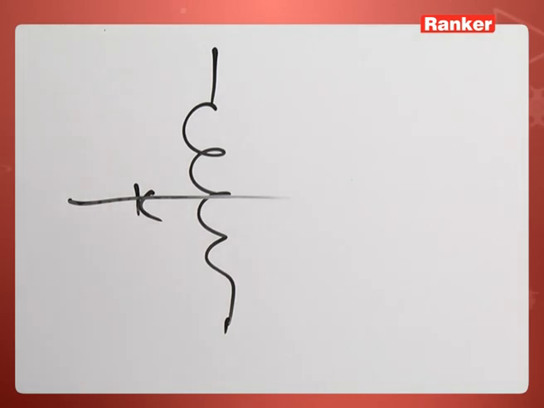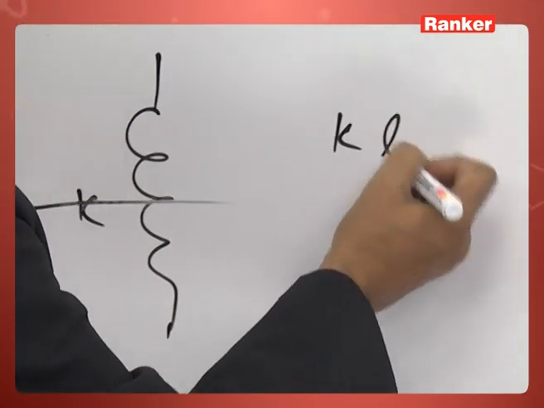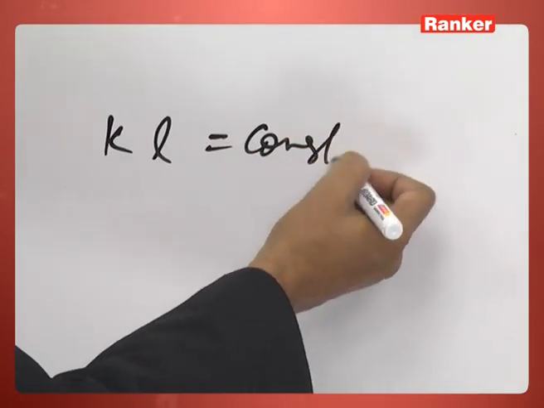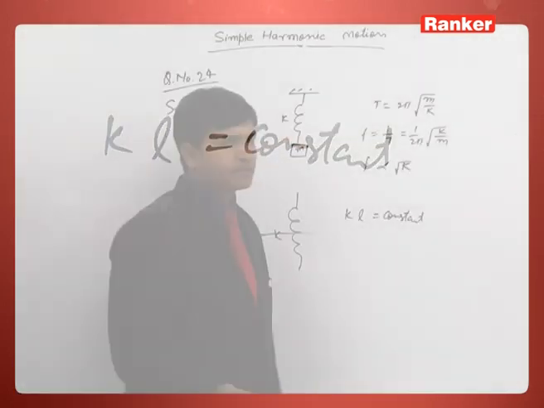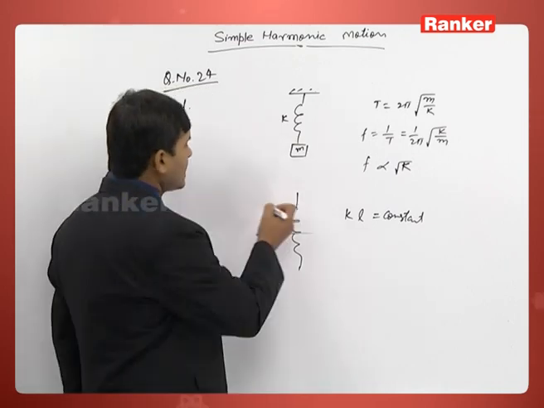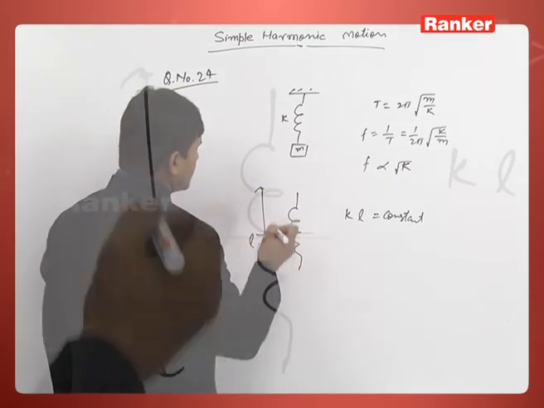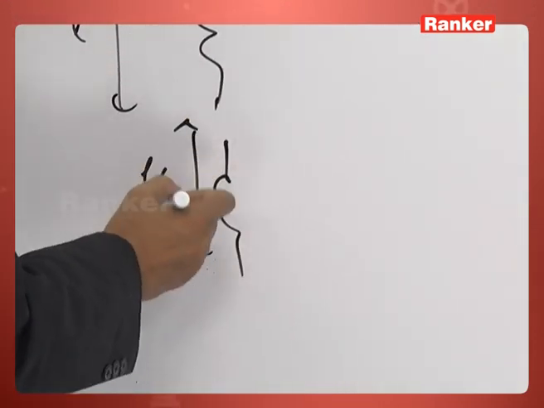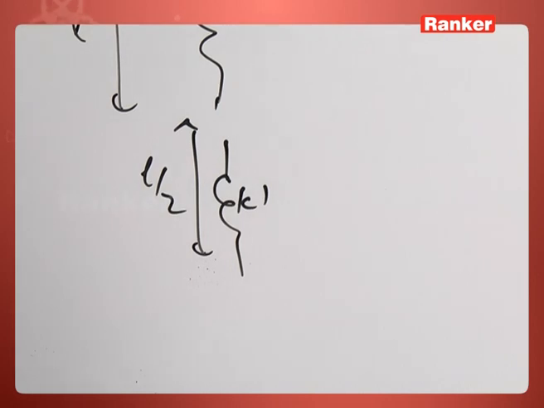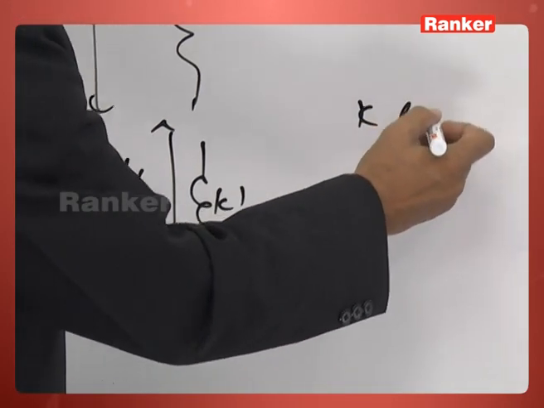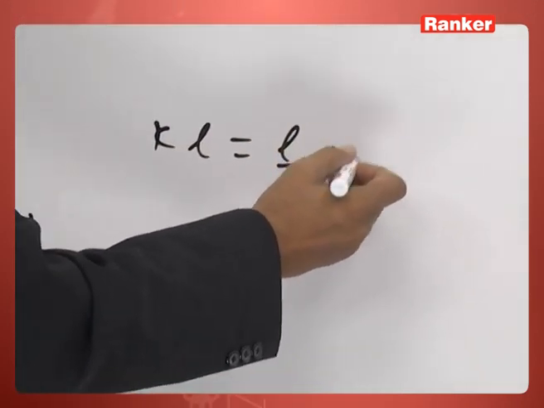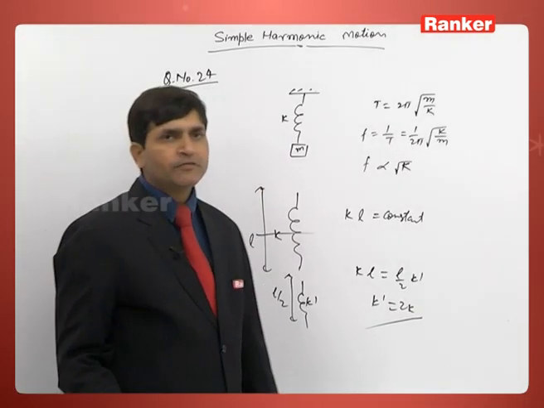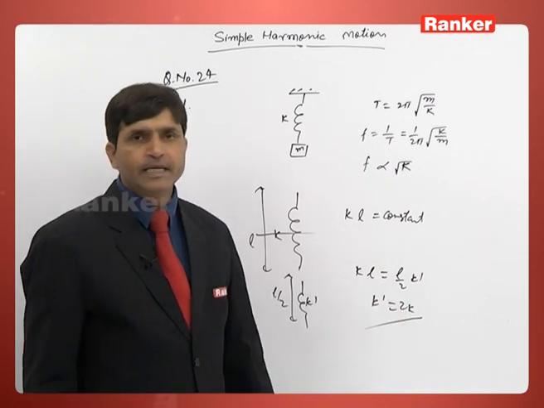Now, when the spring is cut into two parts, always remember the product of the force constant with the length of the spring always remains constant. Earlier the total length is L. Now the length becomes L by 2. So, with the spring force constant k dash, k into L is equal to L by 2 into k dash. So k dash will be 2k. Now the force constant becomes 2k.